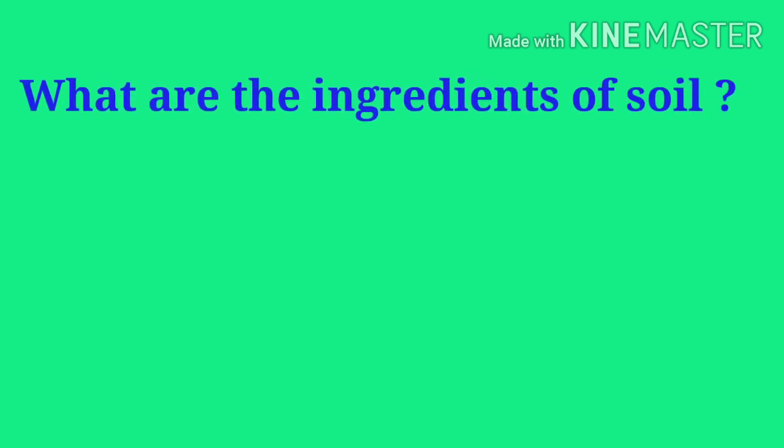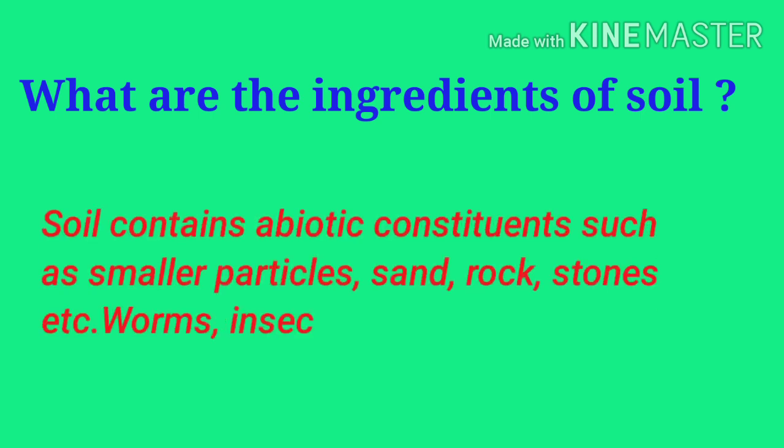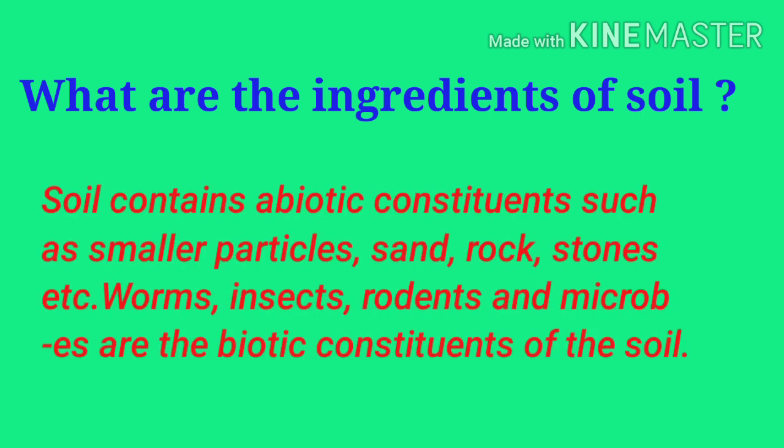What are the ingredients of soil? Soil contains abiotic constituents such as smaller particles, sand, rock, stones, etc. Worms, insects, rodents, and microbes are the biotic constituents of the soil.